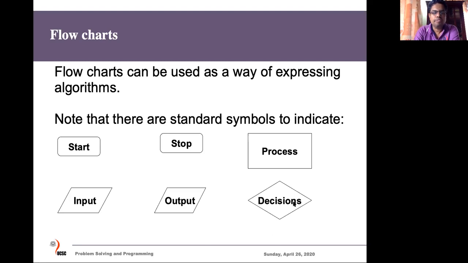So using these six basic symbols, we could solve a lot of problems. In other words, using these six symbols, we can draw flowcharts to solve problems. A flowchart is a kind of algorithm. A flowchart is the basic tool which represents or draws or visualizes the algorithm. Visualize is the best term. Flowcharts visualize our algorithm.